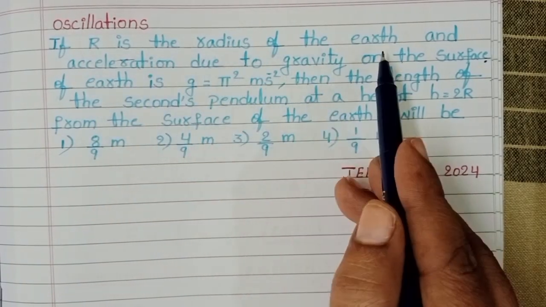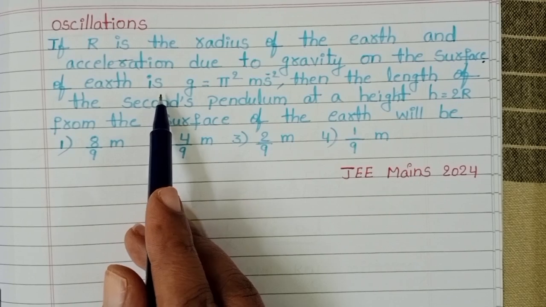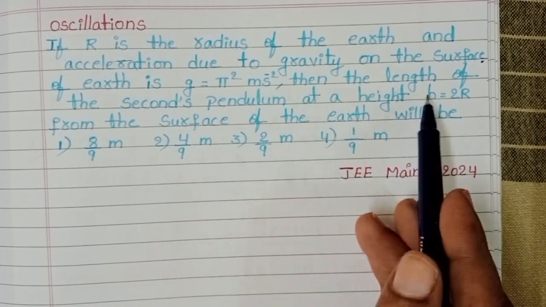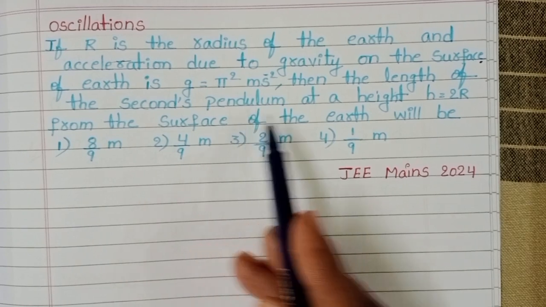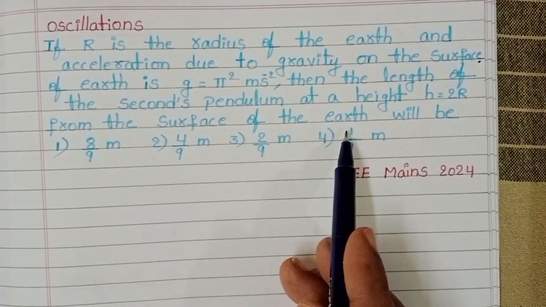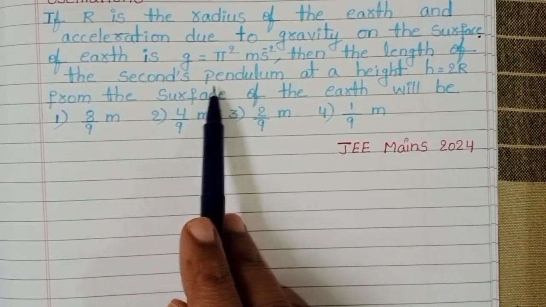r is the radius of the earth and acceleration due to gravity on the surface of the earth is pi square meter per second square. Then the length of the seconds pendulum at a height h equals to 2r from the surface of the earth will be. The given pendulum is a seconds pendulum.